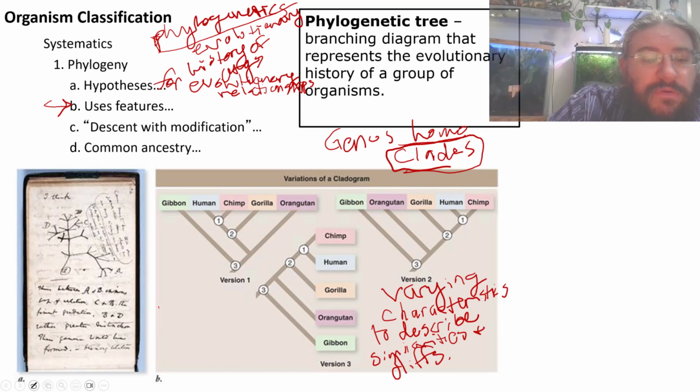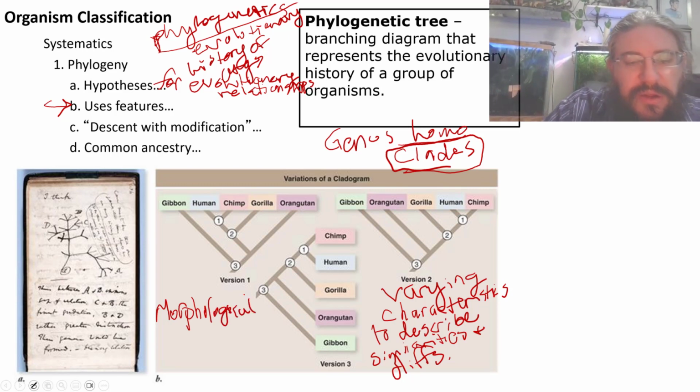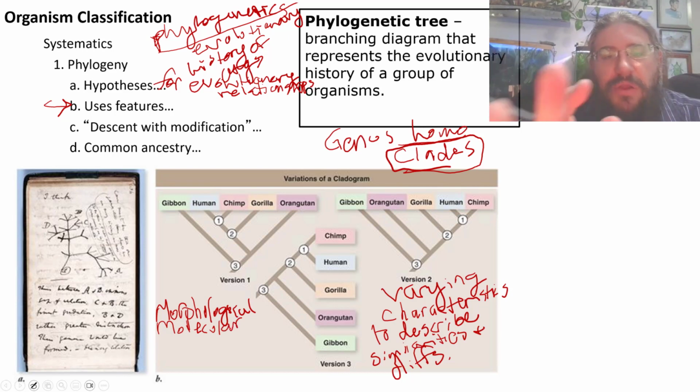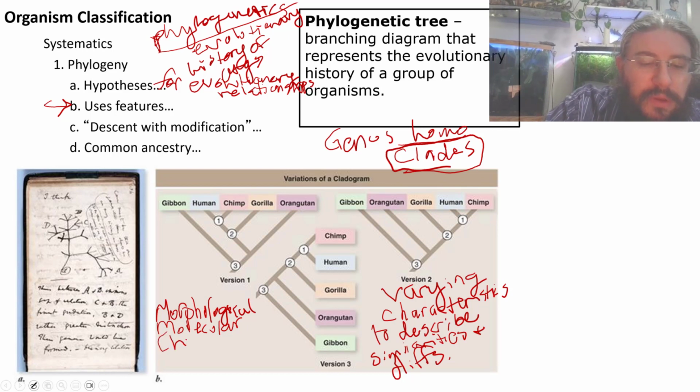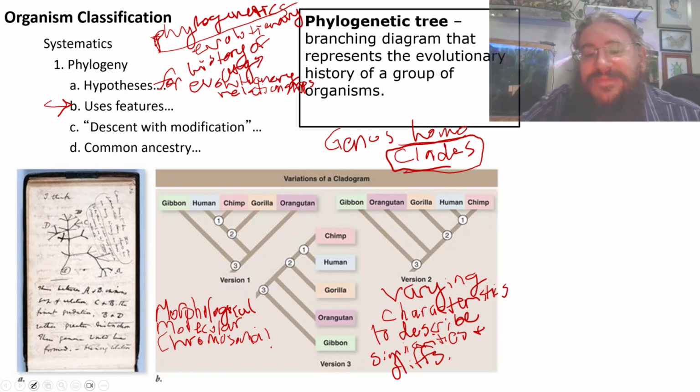You can have morphological: what does it look like? What are the structures of its body? Molecular: how closely related are the proteins? Like when you look at the hemoglobin differences, mutations in hemoglobin, that sort of thing. Chromosomal. These are just examples of varying characteristics you could use to describe the similarities and differences. How closely related is their hemoglobin could help you organize how closely they are together on the phylogenetic tree.